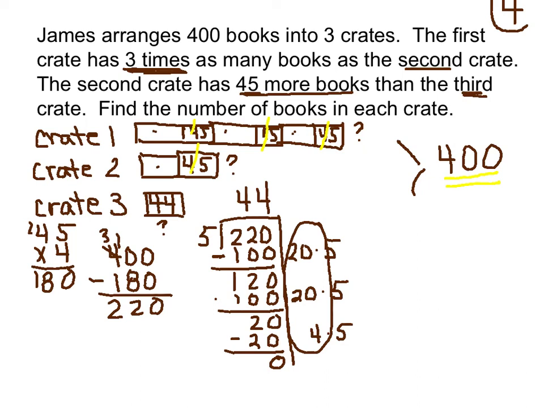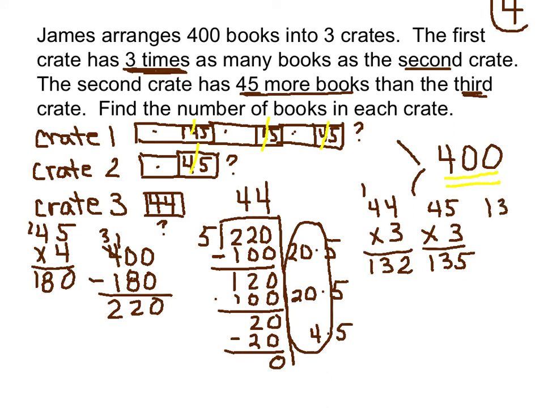So my question is to find out how many are in each crate. I've got 3 groups of 44, so let's go. 3 groups of 44. That would be 13 tens. So that's 132, and then I have 3 groups of 45. And that's 135. And then I put together that 132 plus the 135, and I get 267. So there's 267 books in the first crate.